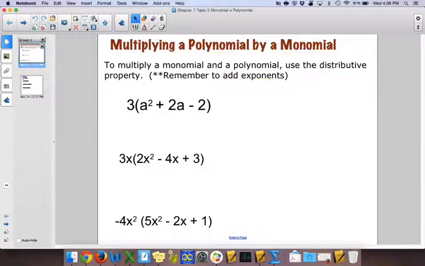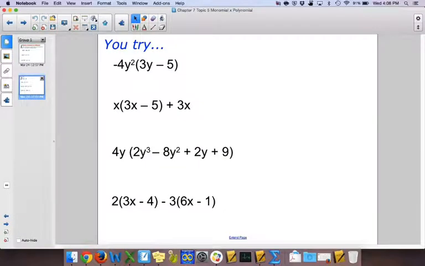Okay, taking a look at the next slide, you guys have some U-try problems. Keep in mind, you're going to want to use the distributive property, in that you're going to add the exponents when appropriate. Negative times a negative is positive, and all of that. This problem here, you notice how you have to do your distributive property and then add 3x. So you're also going to be asked to combine like terms. X's go with x's, if possible.